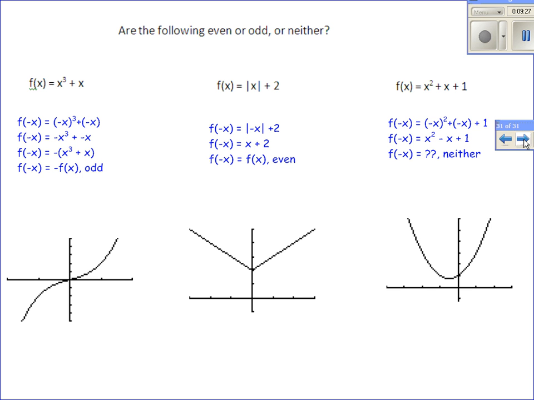And then let's take a quick look at their graphs. So the odd function has that symmetry to the origin, the even function is symmetric across the y-axis, and the neither function just doesn't have any symmetry.